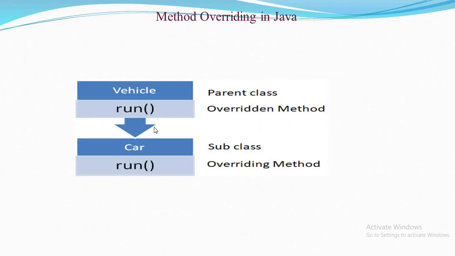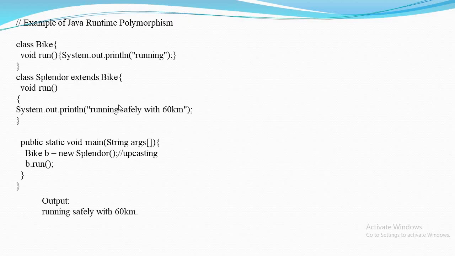So we are using the same method in the Vehicle and Car classes, with the same parameters. Example for runtime polymorphism. Here we are using the class Bike, then the subclass is Splendor, which extends the properties of Bike. The same method name, void run, is declared in the base class and the derived class. The base class will print running. The derived class will print running safely with 60 km. So here the subclass will override the base class method.